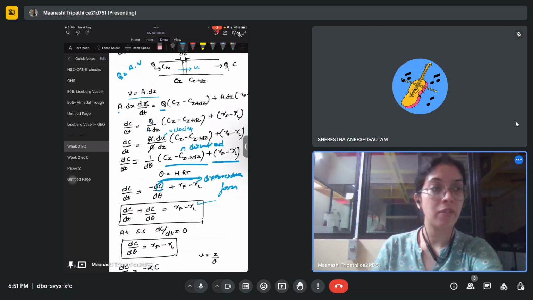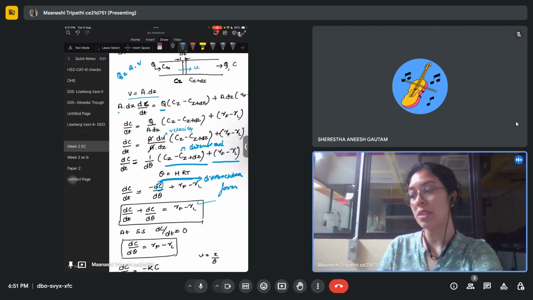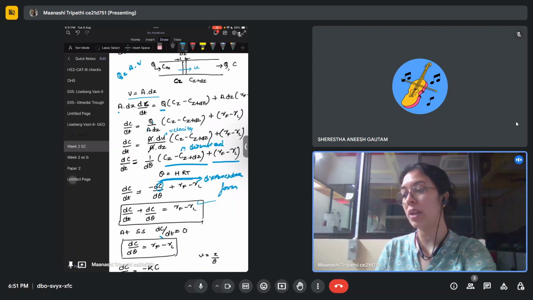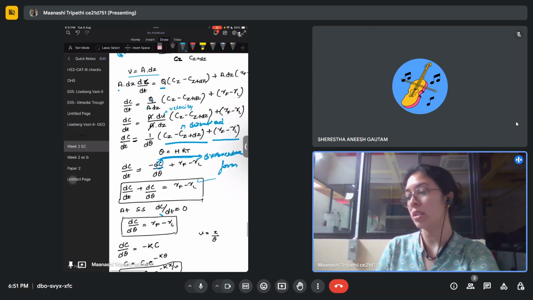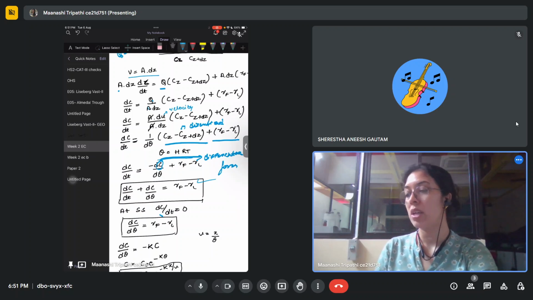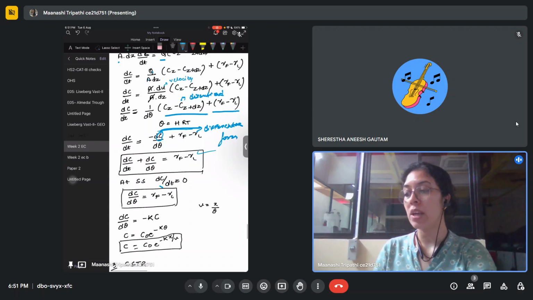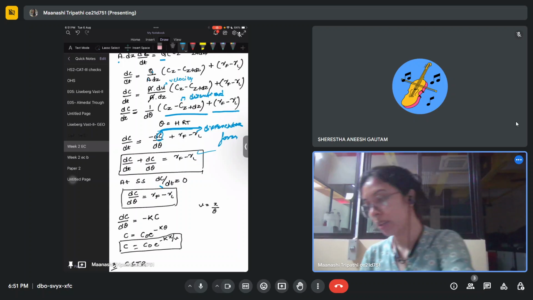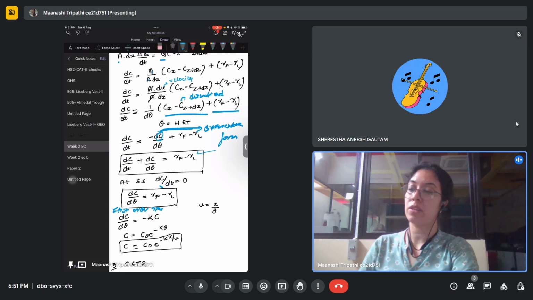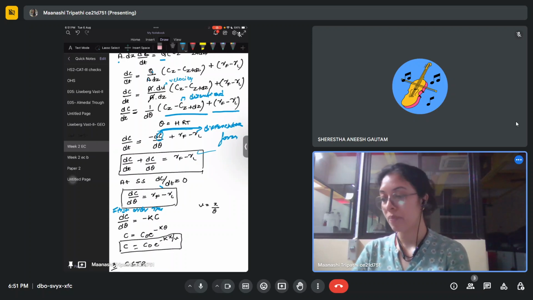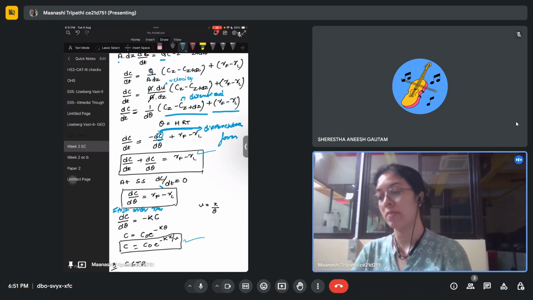Now if this system is in steady state, what will happen? dc by dt is equal to 0. There is no change with respect to time. So that is how we got dc by d theta is equal to Rf minus RL. Similarly, if the reaction is a first order reaction, rate of formation minus rate of loss is equal to minus Kc. So this can be written.